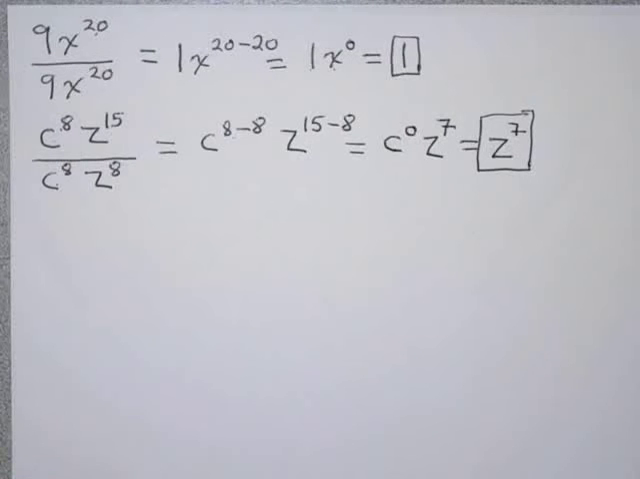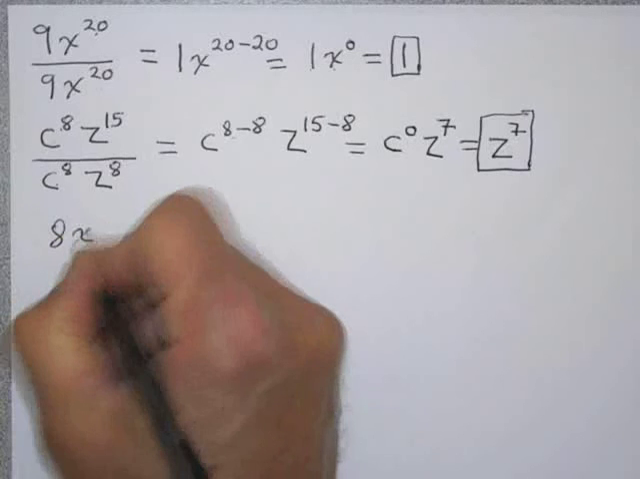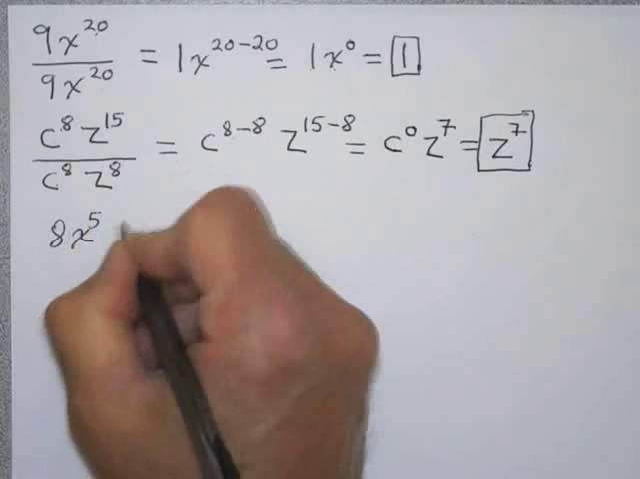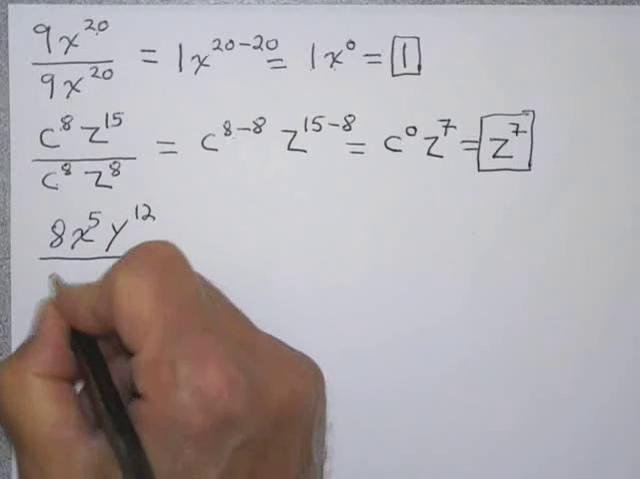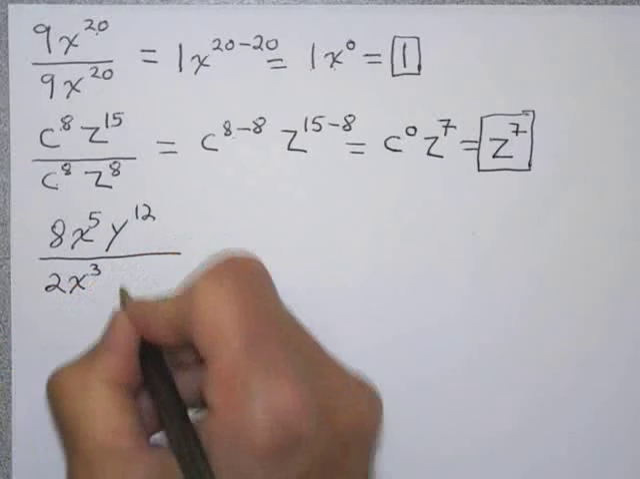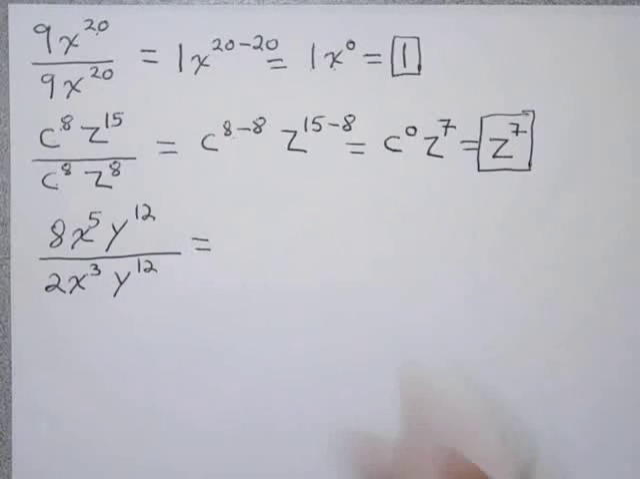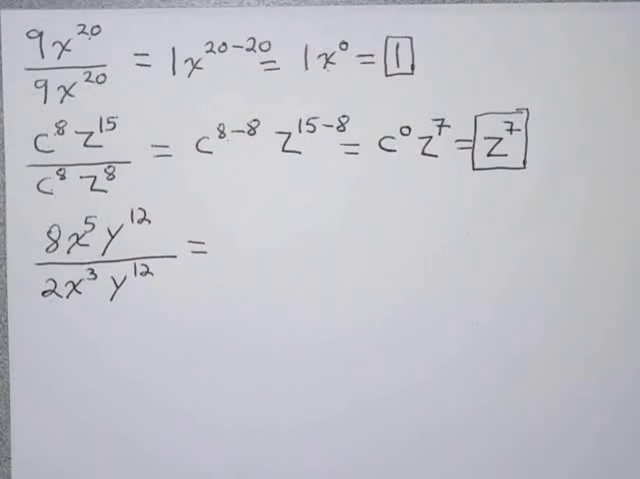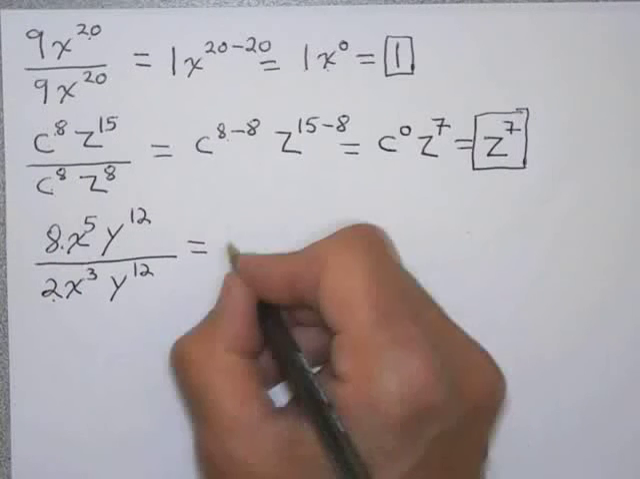All right, let's do one more example. How about this one? How about if we had 8x to the 5th power, y to the 12th power, and we're going to put all that over 2x to the 3rd power, y to the 12th power. All right, so we're going to do our division. In other words, we're going to simplify this, do our subtractions. I'm going to start with the whole numbers, because here we truly divide with the whole numbers, correct? 8 divided by 2 is going to be 4.